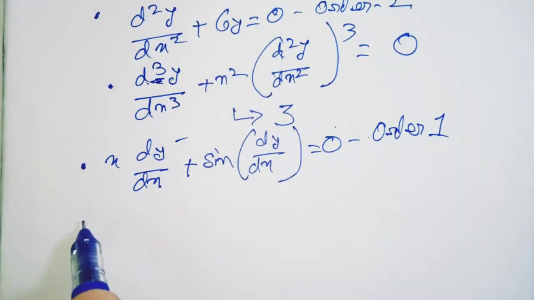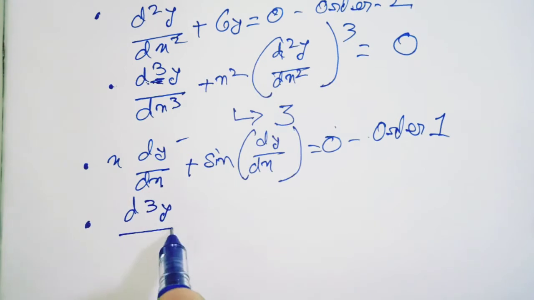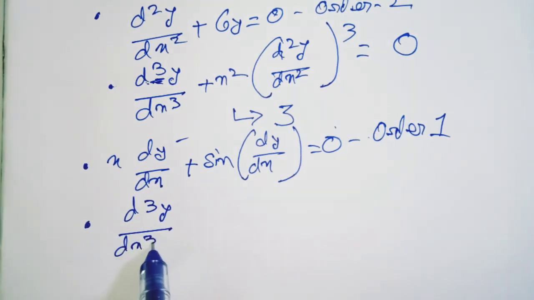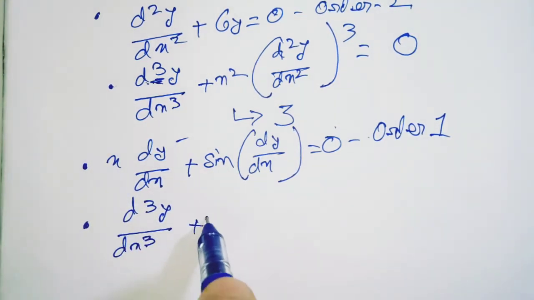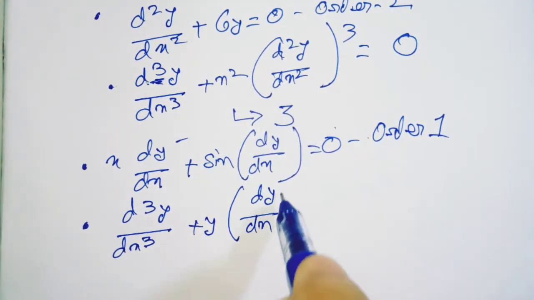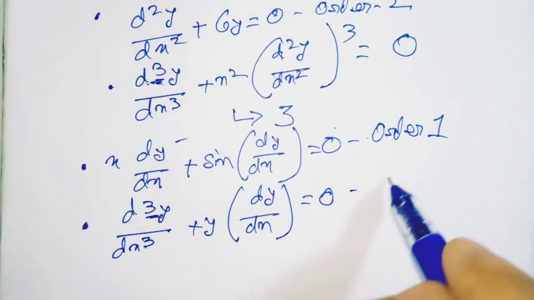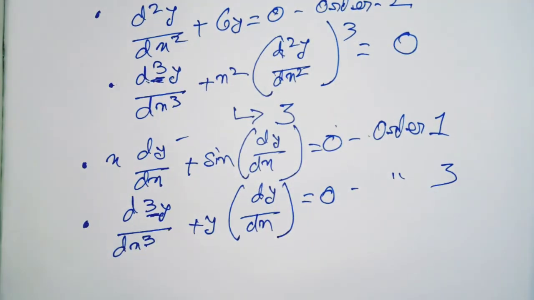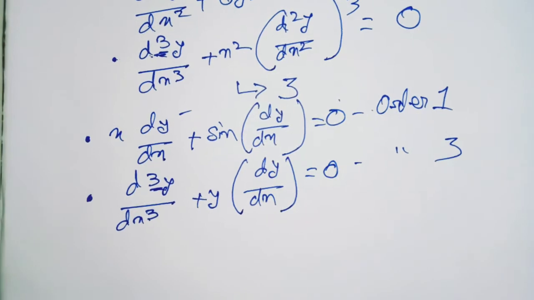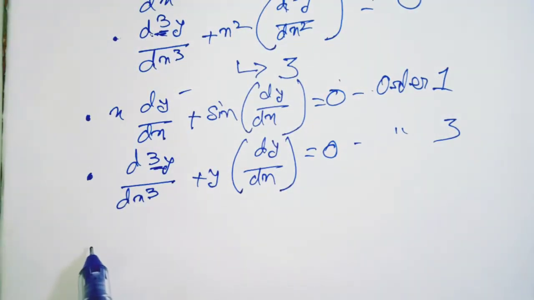Further example, let me show you. d³y/dx³ plus y dy/dx equals 0. Which is the highest one? This one, order 3. Okay, now you might say, fine, this is one. So now we see another example.